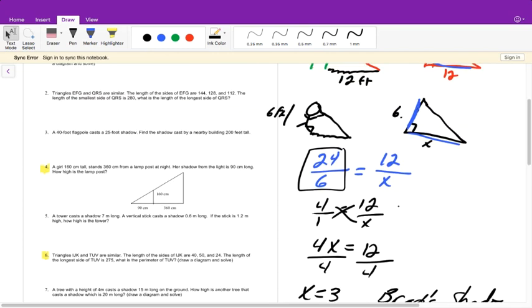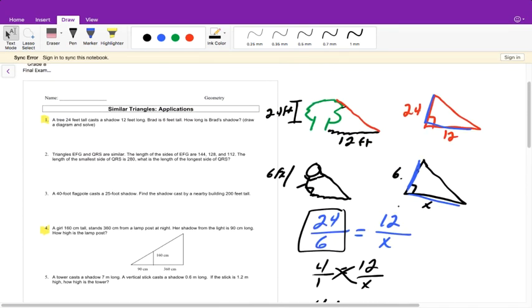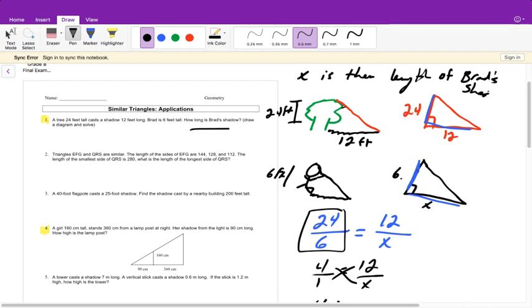Actually, the directions, I'll go back and change this on the final exam. The directions I'll put to define your variable. So whatever variable you put, you're going to define it. So remember, how long is Brad's shadow? So we would say x is the length of Brad's shadow. All right, let's move on to the next question.